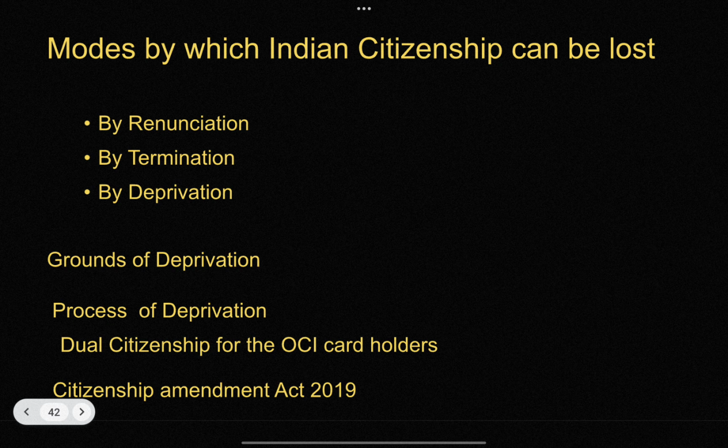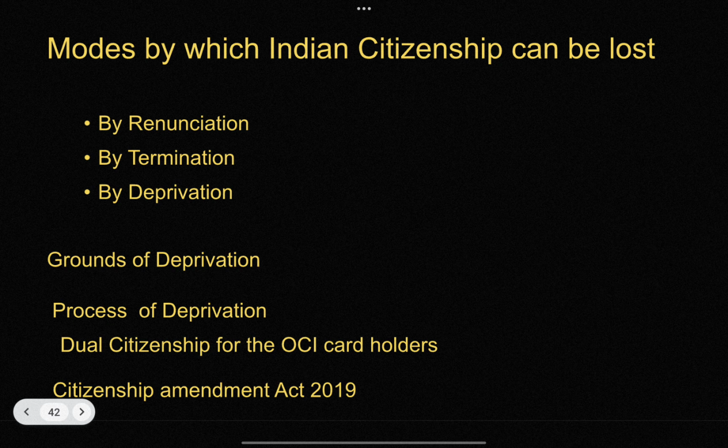If a person voluntarily surrenders the Indian citizenship on acquiring the citizenship of another country, that is renunciation. If suppose we are getting the citizenship of any other country, we have to surrender the citizenship of India. So our citizenship is terminated.